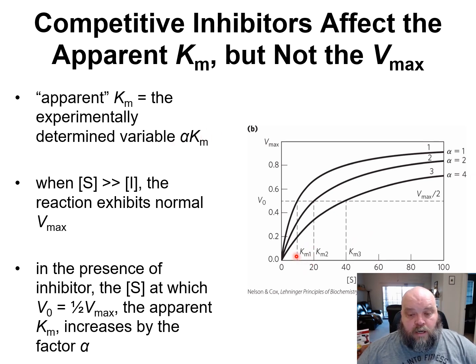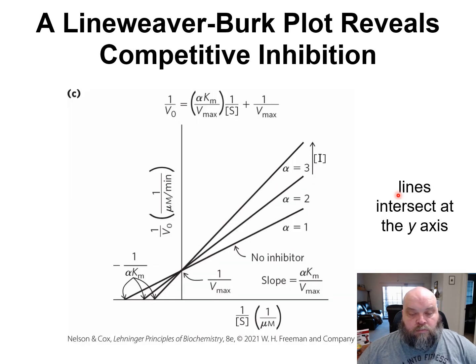As you see here, Km1 for alpha 1. Alpha 4, boom, you've gone from 10 to 40. Your concentration has increased dramatically just so that you have the same reaction rate. Okay.